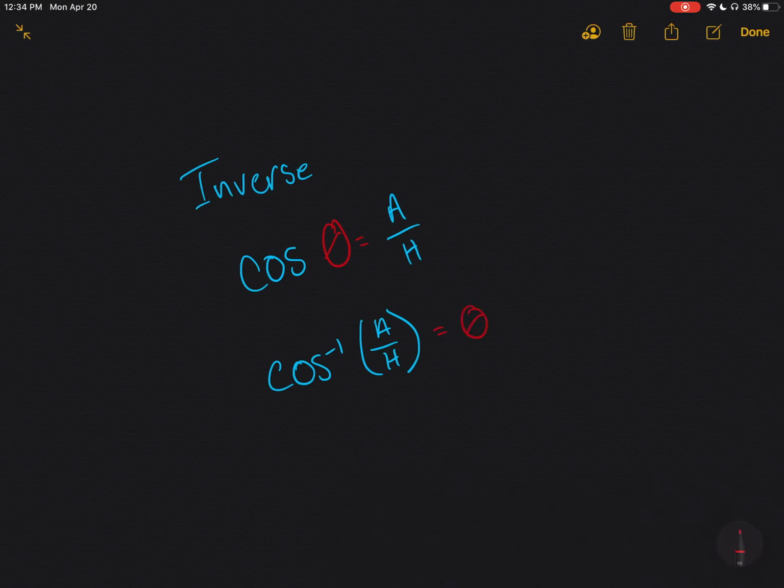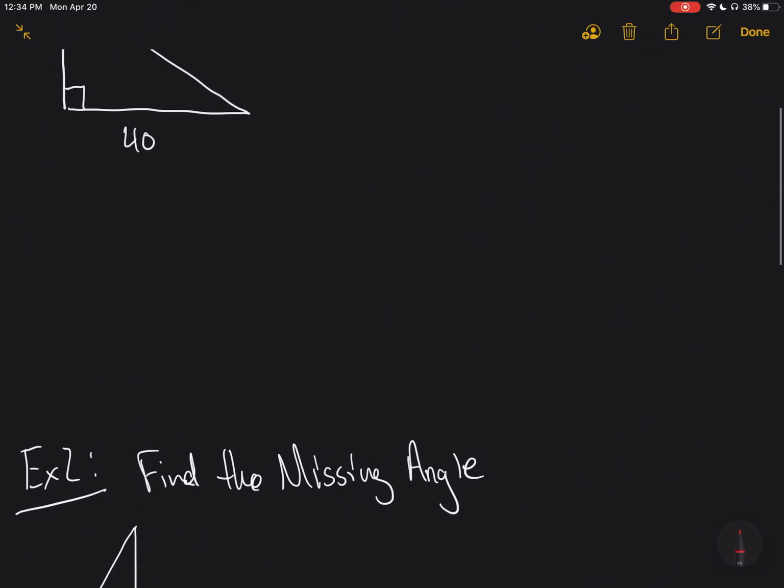Right? So previously I could only go from an angle to a ratio. Now I can go the other way where I can plug in a ratio and get out an angle. So this is valuable to us if we have two sides and we'd like to find an angle. And so that's what we're going to use today.